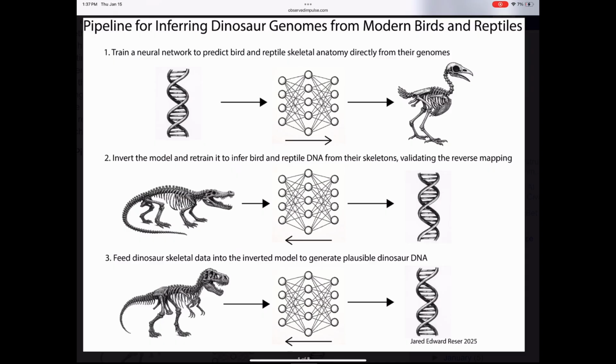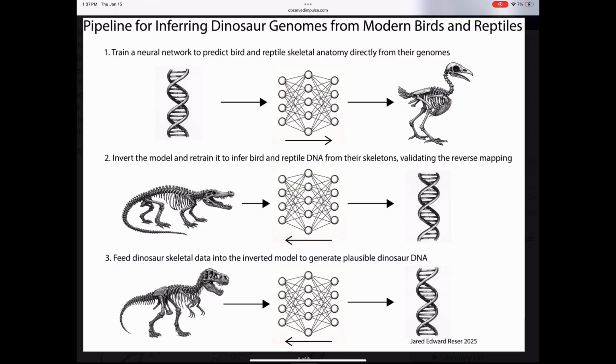if brought through development. So here, number 3, you can see feed dinosaur skeletal data into the inverted model to generate plausible dinosaur DNA. And I think this would really work. So we don't have the DNA, but we do have the fossil skeletons. And there's an incredible amount of math, an incredible amount of data in those fossil skeletons alone, right? We see those skeletons and our imagination goes crazy. But a machine learning system would break those fossils down into so many different patterns, and compare.